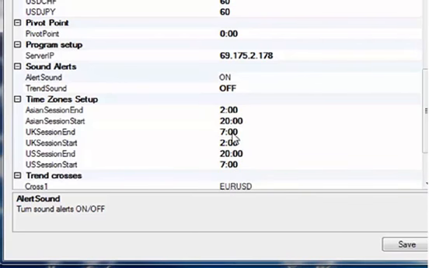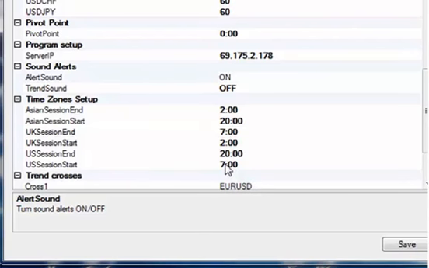and ends at 7 a.m. New York time. The Asian session starts at 2000 hours and ends at 2 in the morning. If we were to change the US session from 7 to 8, your session start and all the calculations within the program for the US session only will start at 8 a.m.